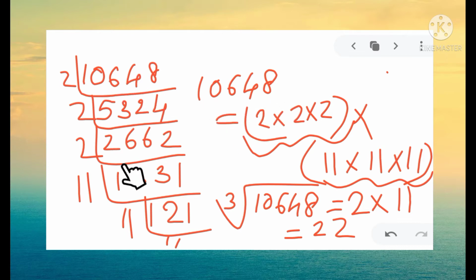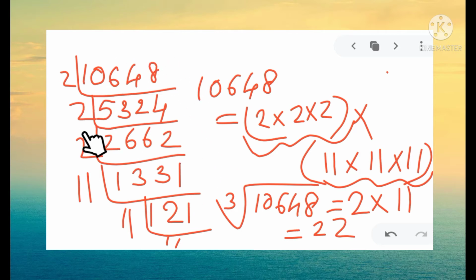10,648. After factorizing, we got 2 3 times and 11 3 times. Then make a group. That means 3 2's in one group and 3 11's in one group. Then what is the cube root of 10,648? Take 1 2 from this group and 1 11 from the second group. So 2 into 11 is 22.